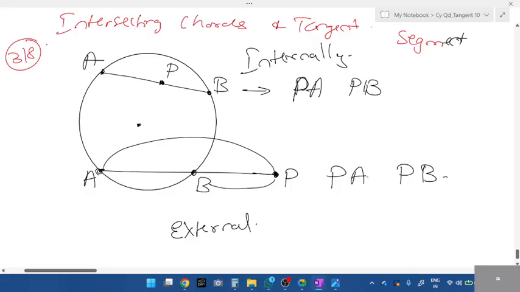Okay, these are the two things. Are these two chords touching? Respond. No, right? They're not touching. Did you understand what is this? Internal and external? PA and PB?